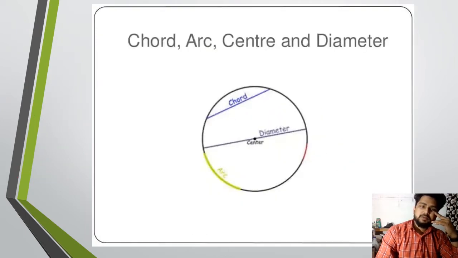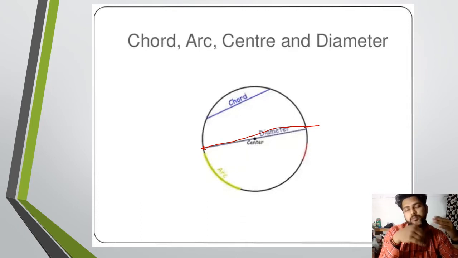Some important things about the circle. As we know, the line which joins two points of the circumference and passes through the center is called the radius. But do you know, if that line is not passing through the center, then what do we call it? It's called the chord. Do you know what a chord is?